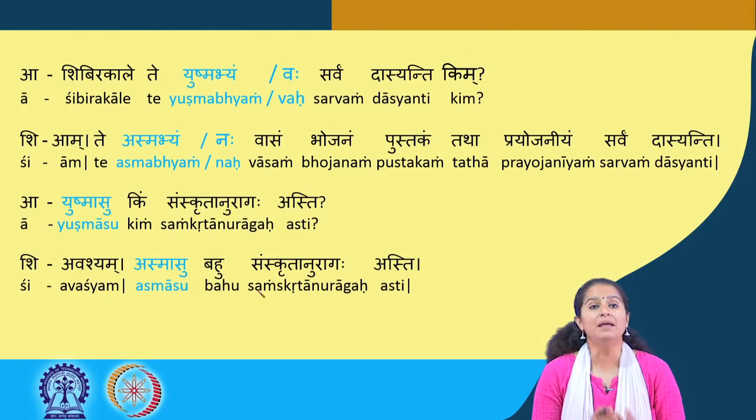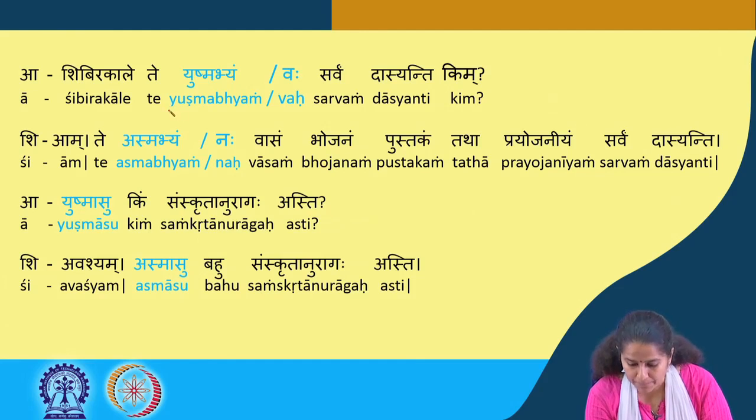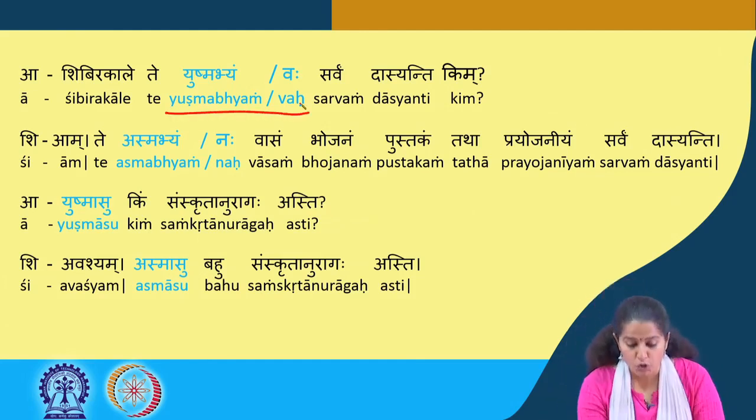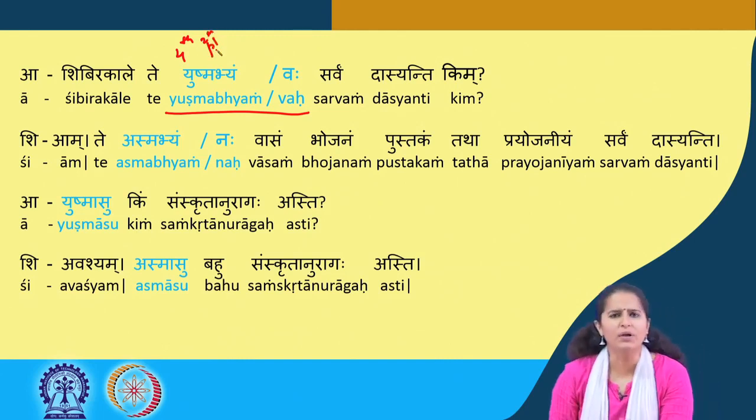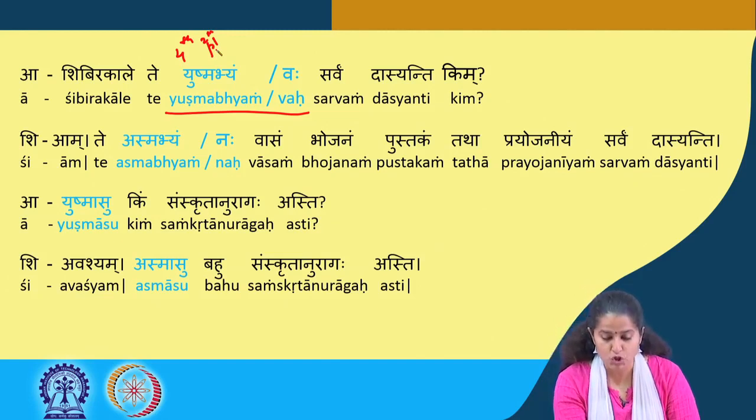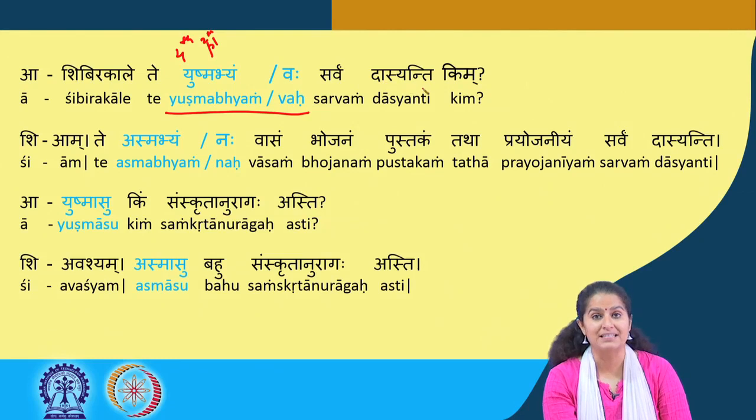Next, shibira kale te yushmabhyam. Yushmabhyam means to you. So yushmabhyam, to all of you. So we see the fourth case for the second person plural. So how do we know it is also that? Supposing you are in doubt, you look at the verb. So it says yushmabhyam or vaha sarvam dasyanti kim.